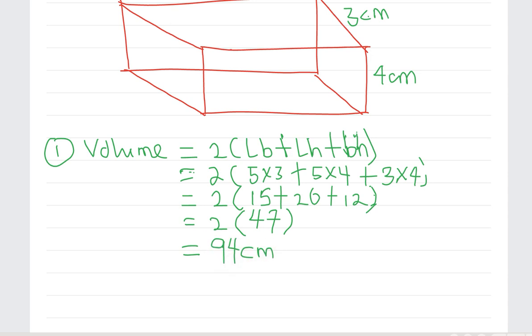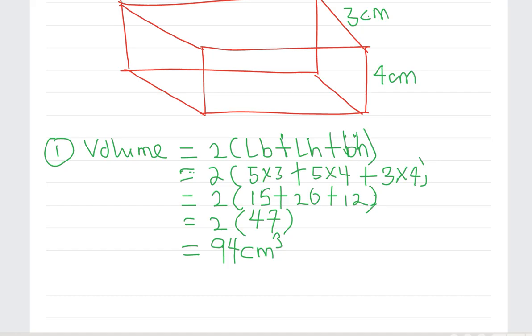centimeter. What is the unit for volume? Volume is power 3, so that was 94 centimeter cube. Are you seeing that now? You can see that it is very, very simple.